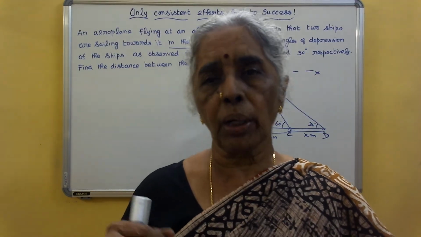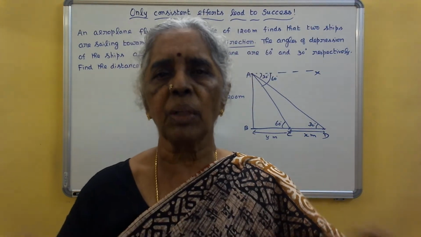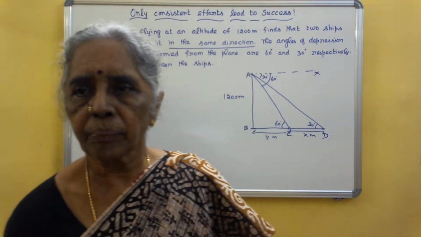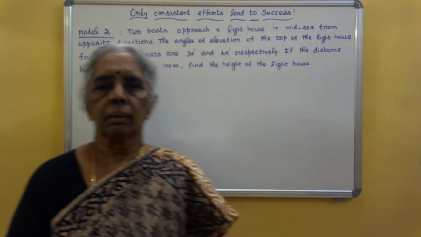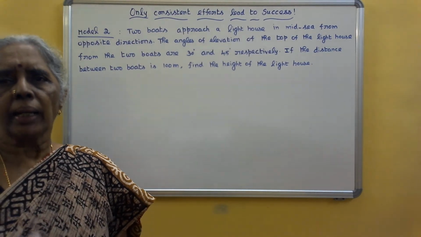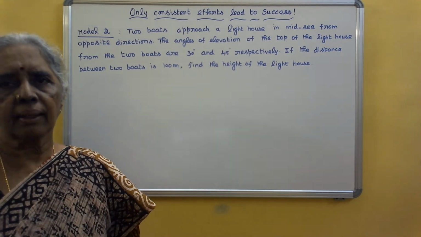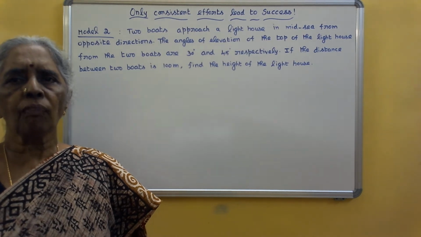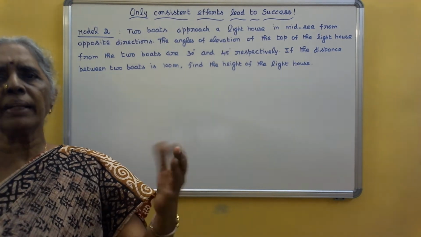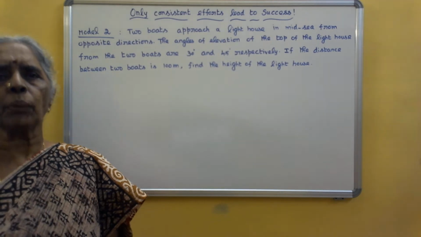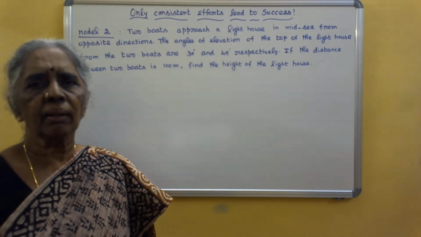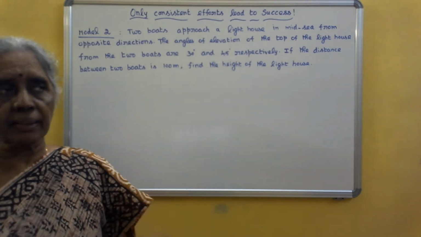Now let us go on to model 2, where the two ships or the two persons will be in opposite directions. Let us call it model 2 and let us do a sum. Model 2. Two boats approach a lighthouse in mid-sea from opposite directions. The angles of elevation of the top of the lighthouse from the two boats are 30 degrees and 45 degrees respectively. If the distance between the two boats is 100 meters, find the height of the lighthouse. Here they are in opposite direction. That is the difference in this model.